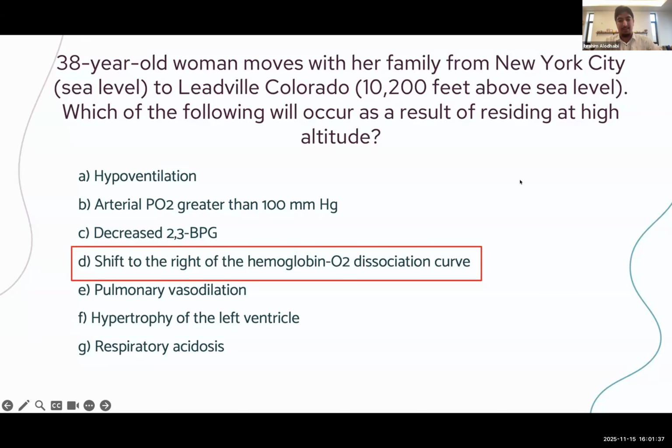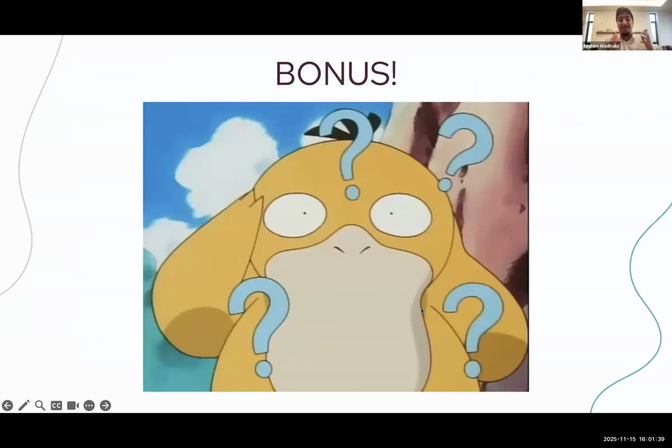Decreased affinity. Right, correct. Okay. So now I have another bonus question for you guys. Can somebody type or unmute and tell me what are the factors that do affect the hemoglobin oxygen dissociation curve? It's a mouthful. But what are the things that can affect it? So we have pH, that's correct. We have temperature, yes, 2,3 BPG. All right. Yes, CO2. Yes. Okay, so you guys got it.